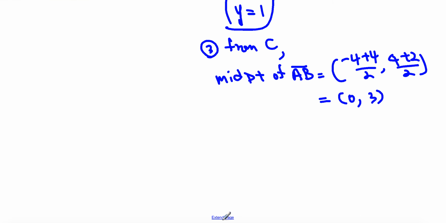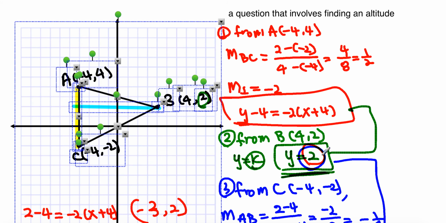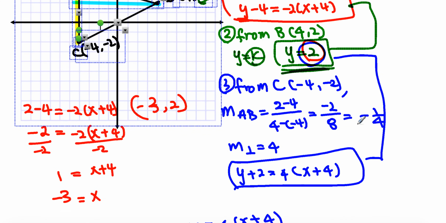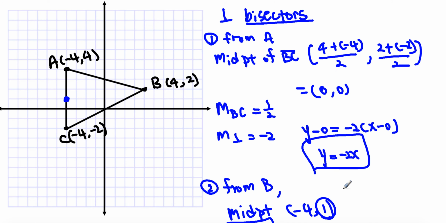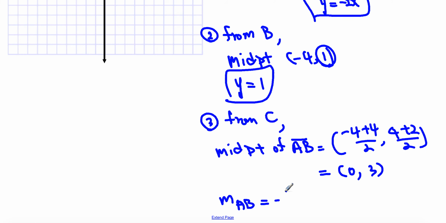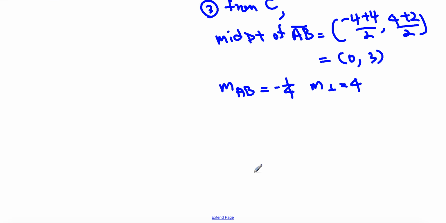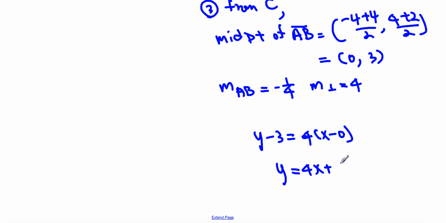Now, let's go for the slope. Slope of AB, I believe we calculated that earlier, which was negative 1/4. That means the slope of the line that's perpendicular to that would simply be 4. Then our equation for the perpendicular bisector would be y minus 3 equals 4 times x minus 0. Then you can simplify this one as y equals 4x plus 3 quite nicely.